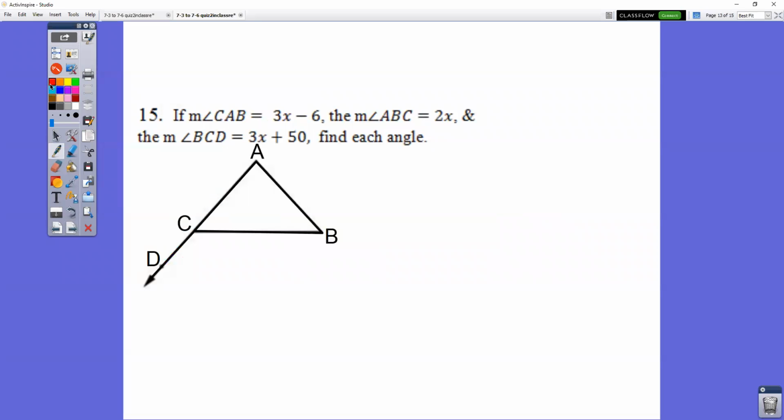So let's take a look at another one, and you're going to try this one. CAB is 3x minus 6. So this angle is 3x minus 6. ABC is 2x. And BCD is 3x plus 50. So these two angles inside added together equals this angle on the outside. So add together these two, set it equal to that one, solve for x, sub it back in to find the three angles. Go ahead and try this one, please.